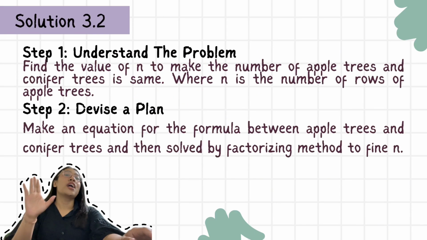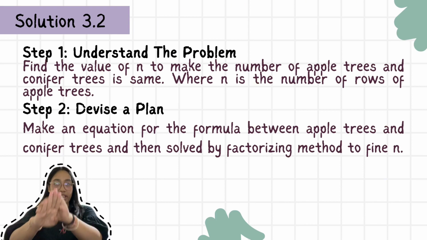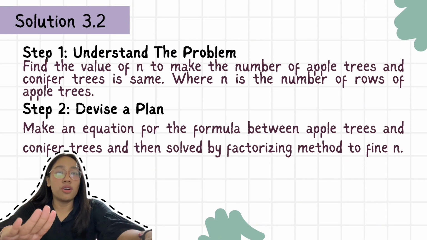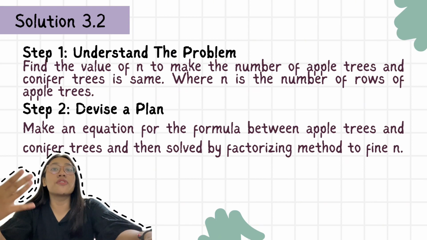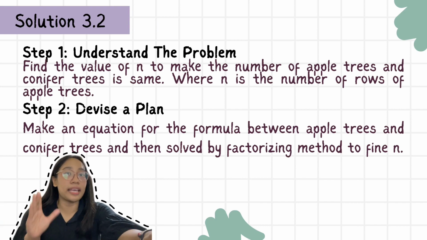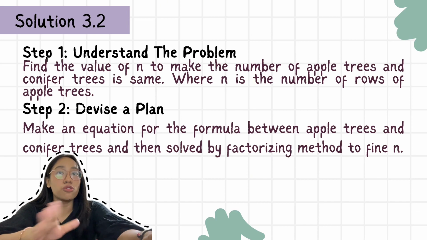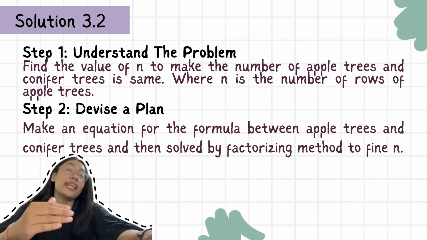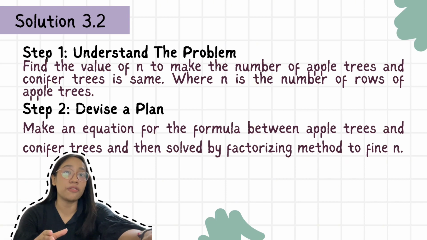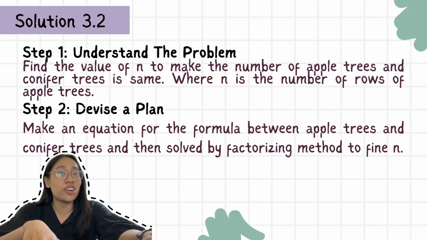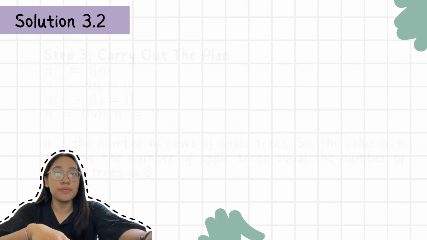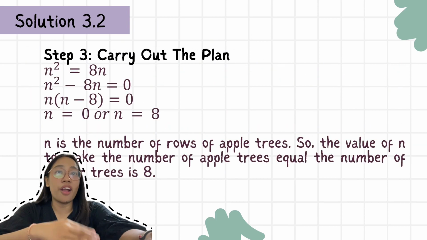So same like before, we must use the four steps of Polya's problem solving. The first step is understand the problem. So we must understand that the problem is to find the value of n to make the number of apple trees and conifer trees the same, where n is the number of rows of apple trees. And then the second step is devise a plan. So we must make an equation for the formula between apple trees and conifer trees, and then solve by factorizing method to find n. So for the third step is carry out the plan.